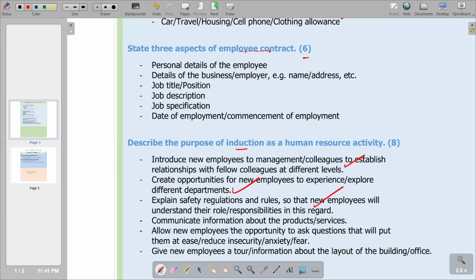And the next one, communicate information about the products or services. And next one, allow new employees the opportunity to ask questions that will put them at ease or reduce insecurity, be it anxiety or fear. And on the last point, we would give new employees a tour or information about the layout of the building or office. So these are the purposes of induction as the new employee undergoes the process of induction. And we are saying the question has got 8 marks and requires you to raise at least 4 points. So this is what we have, guys, in this video.